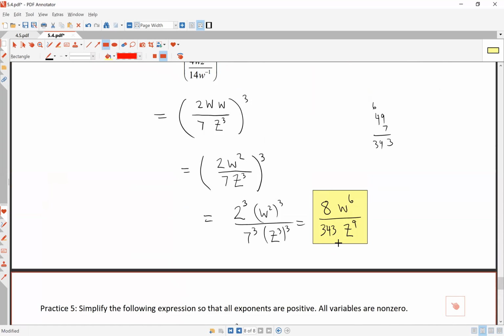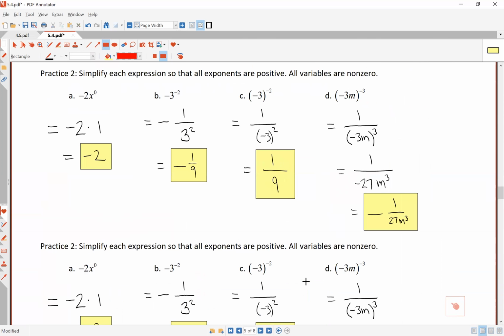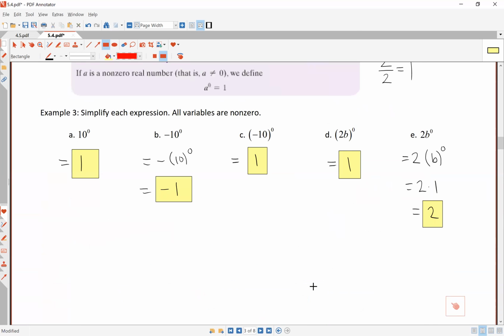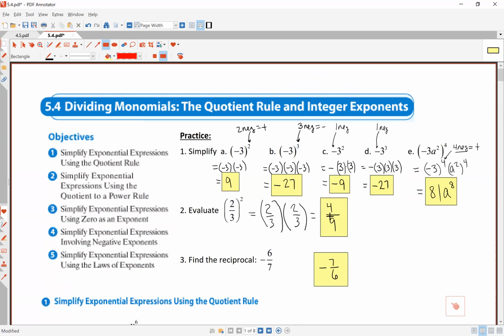This concludes the video for section 5.4. Dividing monomials, the quotient rule, and integer exponents. Objective 5, simplify exponential expressions using the laws of exponents.